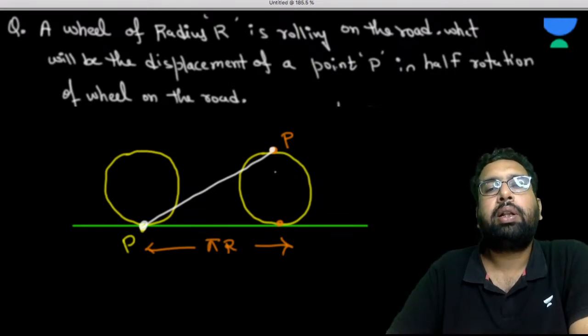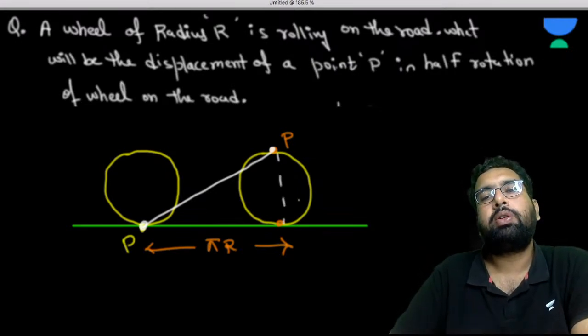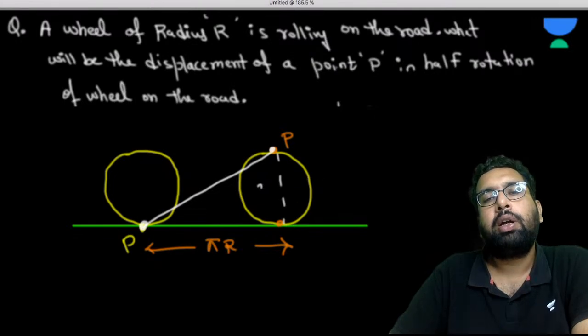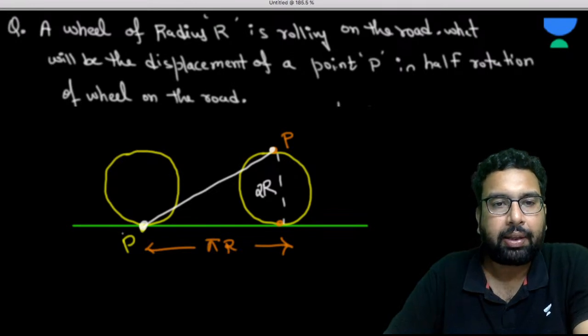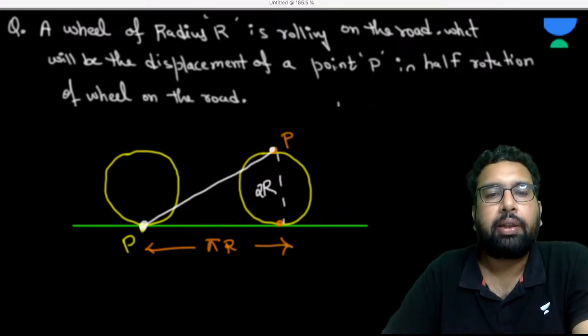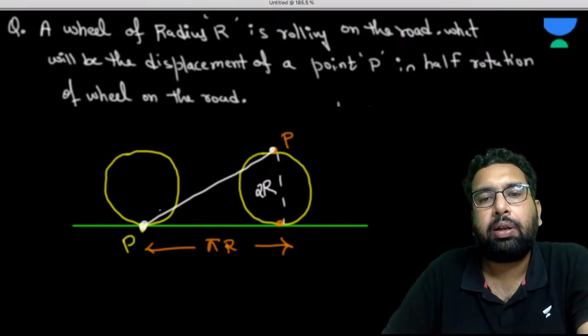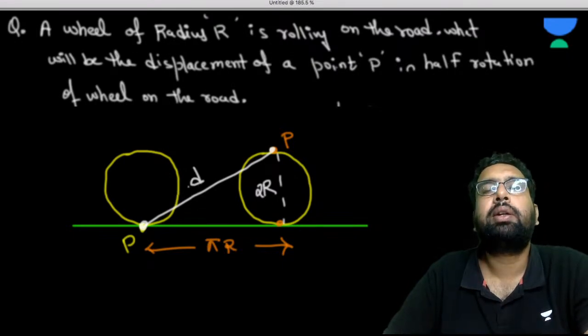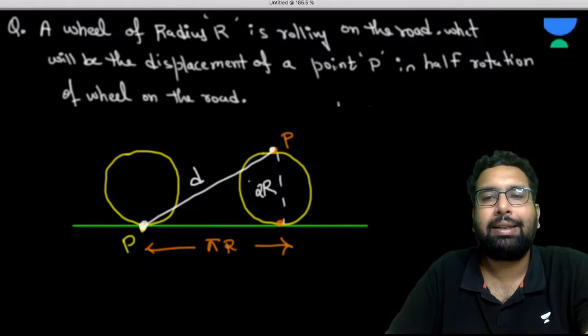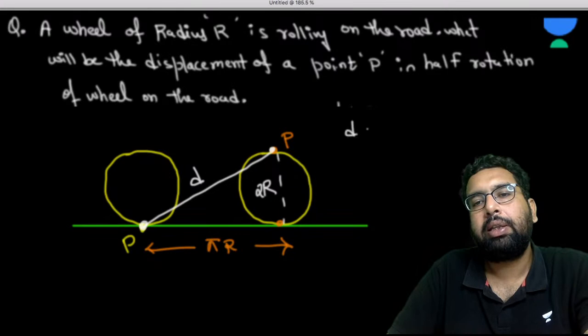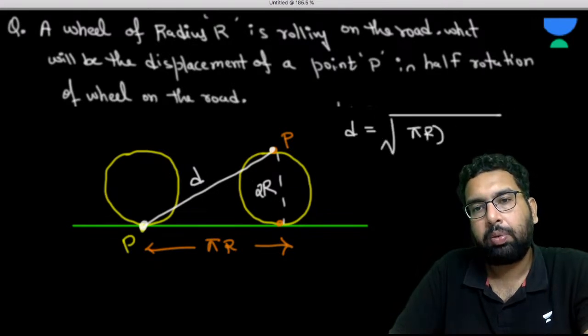Shortest distance between the initial and the final position. So basically, this is how much? This is 2r. This is 2r. This is pi r. This is 2r, and this is pi r. So what is going to be the shortest distance? That is the displacement. So displacement will be the distance when you join these 2 points, like this. So what is going to be the d? So d is going to be root over (pi r)^2 plus (2r)^2.